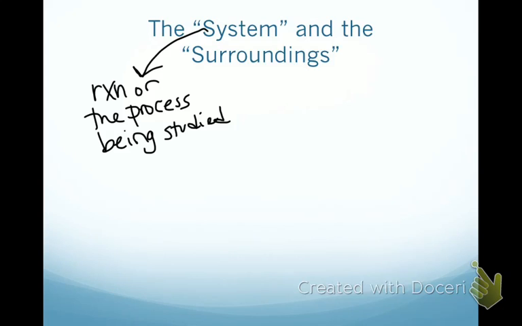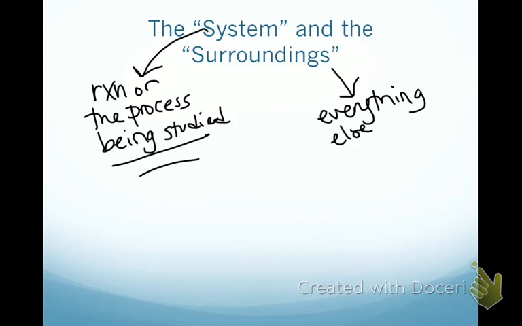So if the system is the reaction or the process being studied, that's really what you're going to be studying in your lab. So in part 1, when you're looking at your citric acid and your baking soda, those two things, those reactants, would be considered the system. Now the surroundings are everything else in the universe. Okay, so that is system.